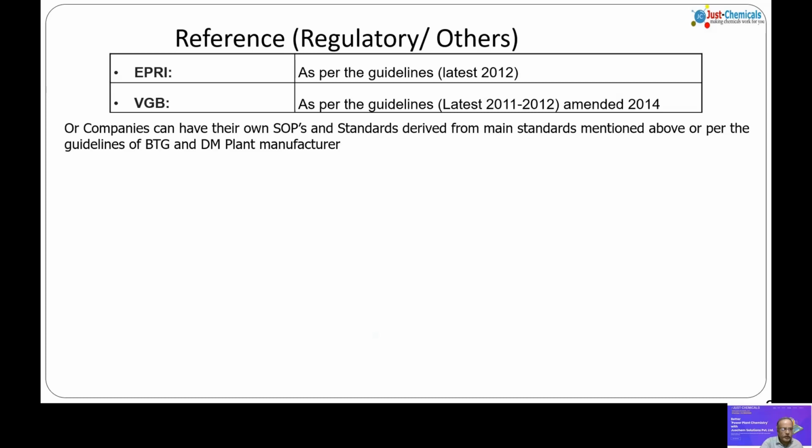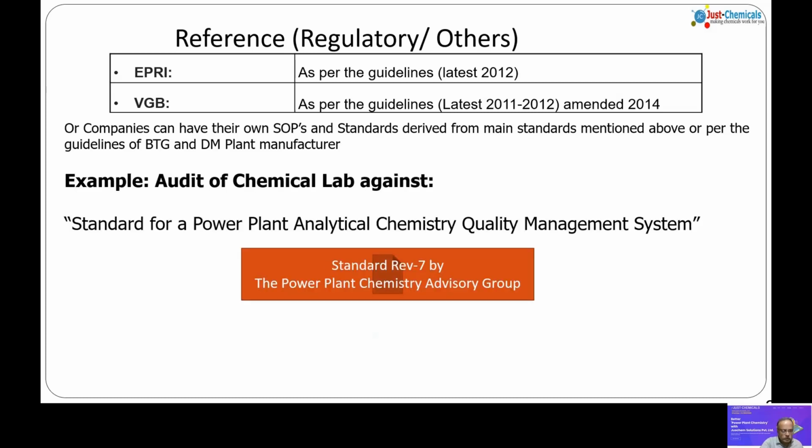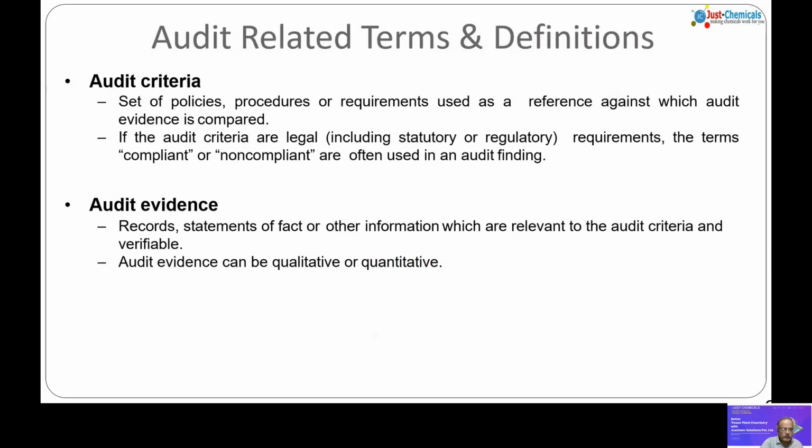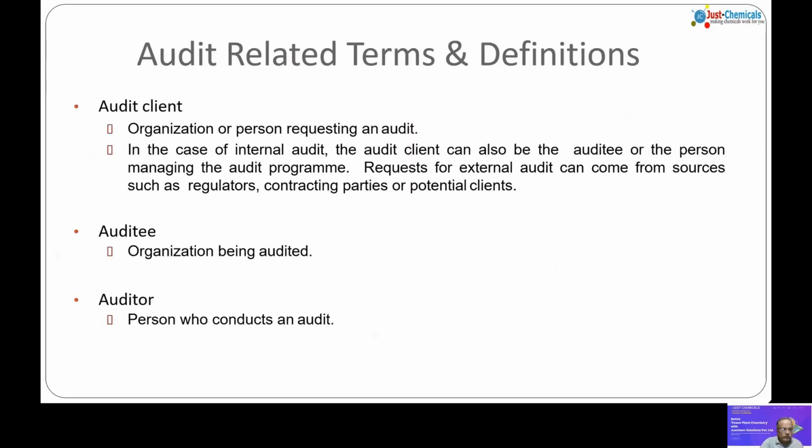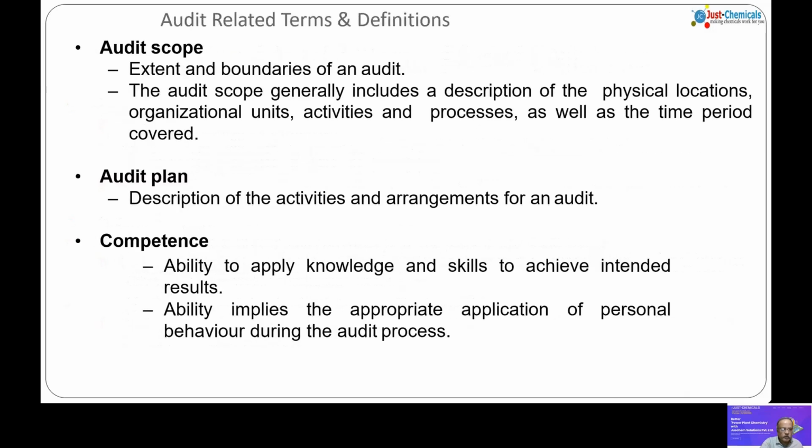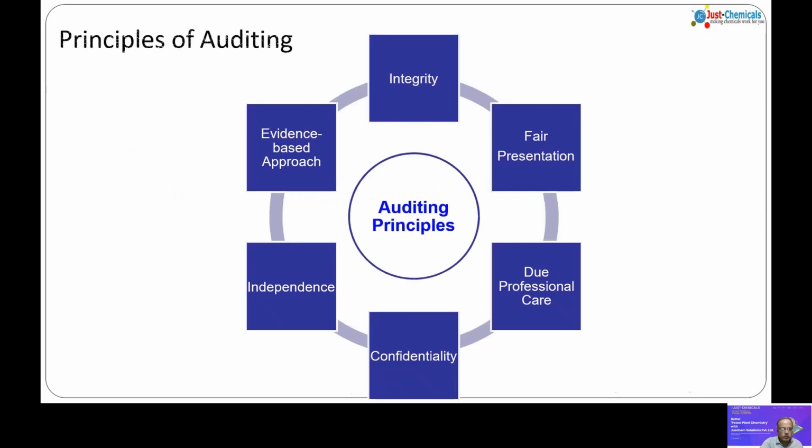Though there are EPRI and VGB guidelines, I'll be talking about a more standard one, which is revision 7 by the Power Plant Chemistry Advisory Group. And then we'll have audit criteria, the audit evidence. The audit related terms and definitions will be covered properly. We'll have all the related terms covered. Then we'll have audit scope, audit plan, the competence, the principle of auditing.